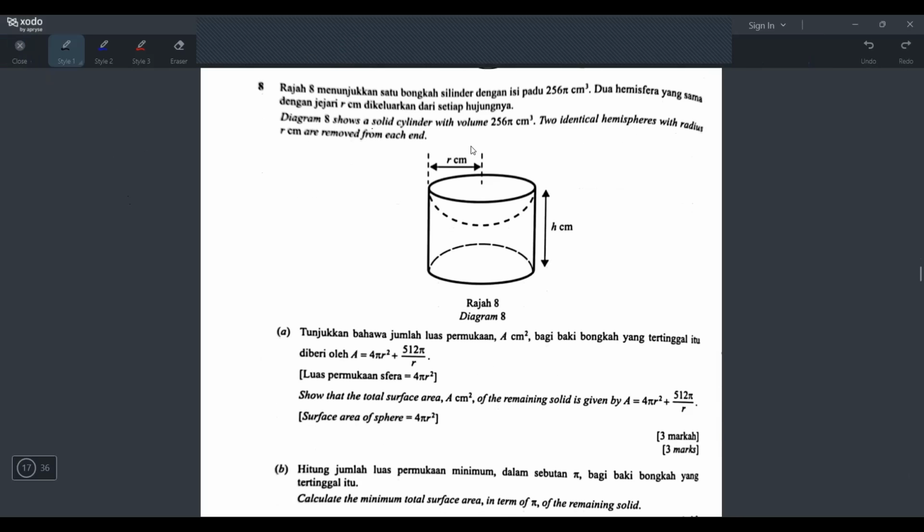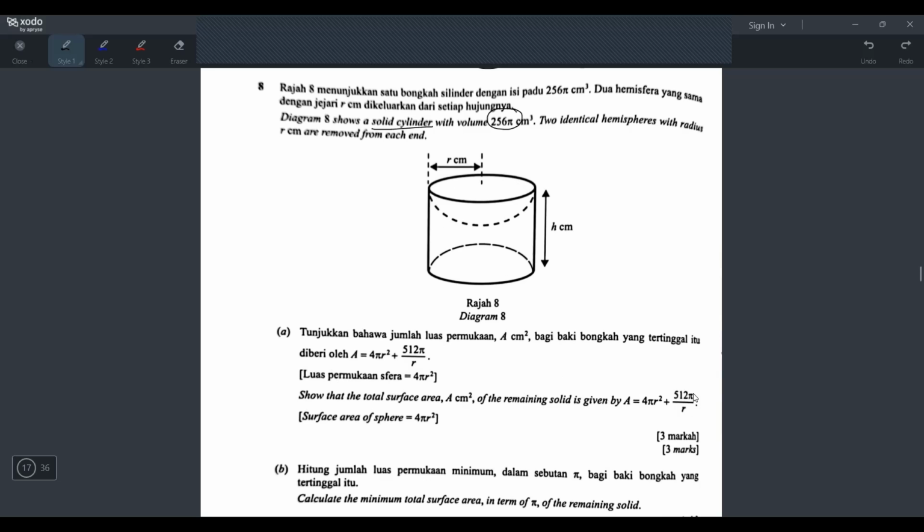Diagram 8 shows a solid cylinder with volume 256 pi cm cube. 2 identical hemispheres with radius r cm are removed from each end. Okay, this is a cylinder, right? But 2 identical hemispheres are removed from each end, so it's not a cylinder anymore. It's like a cylinder, but you have to minus 2 hemispheres. Now question (a) says show that the total surface area of the remaining solid is given by this.